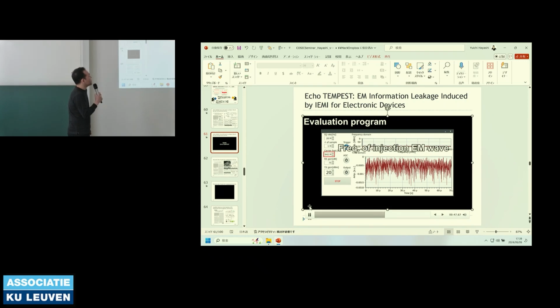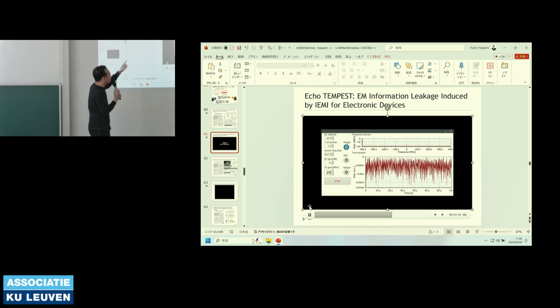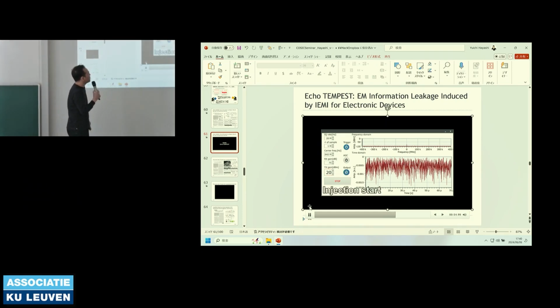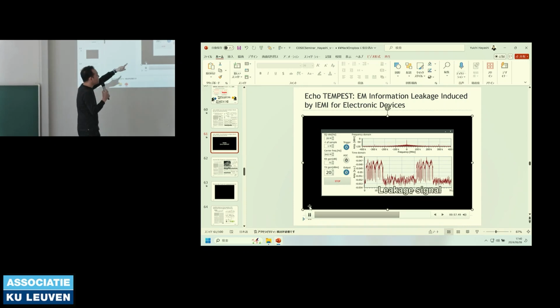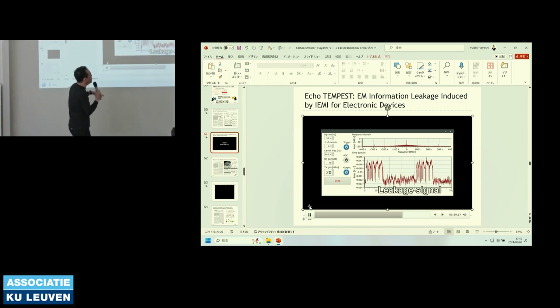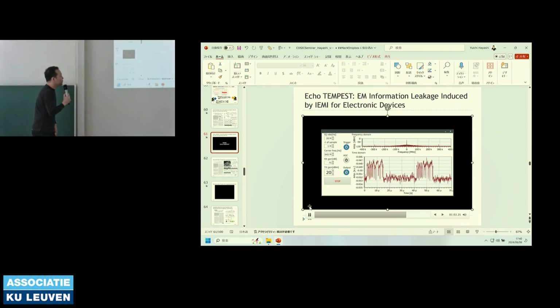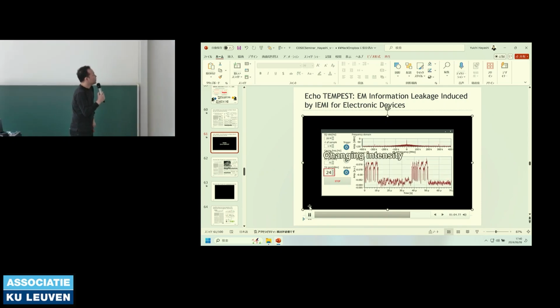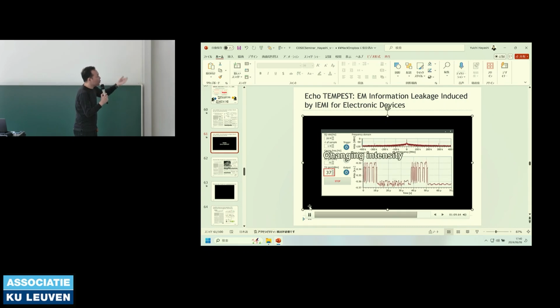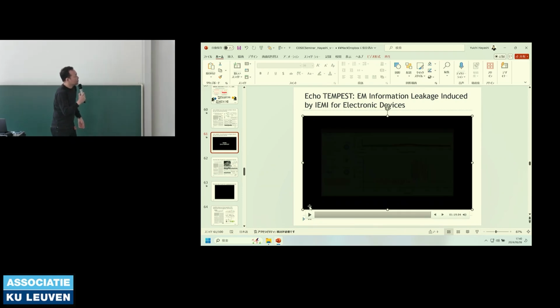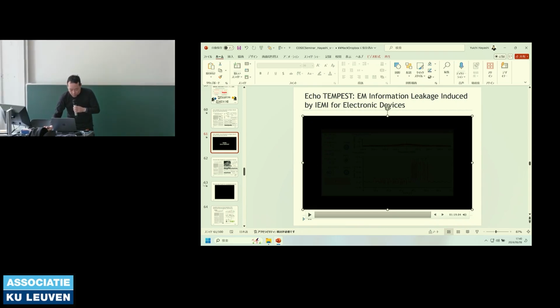Okay, we start to inject. Injection intensity is 20 dB. Once injection starts, we can see the leakage signal from the keyboard. When the attack intensity changes, we can observe a clearer transmission signal. Okay, this is a demo.